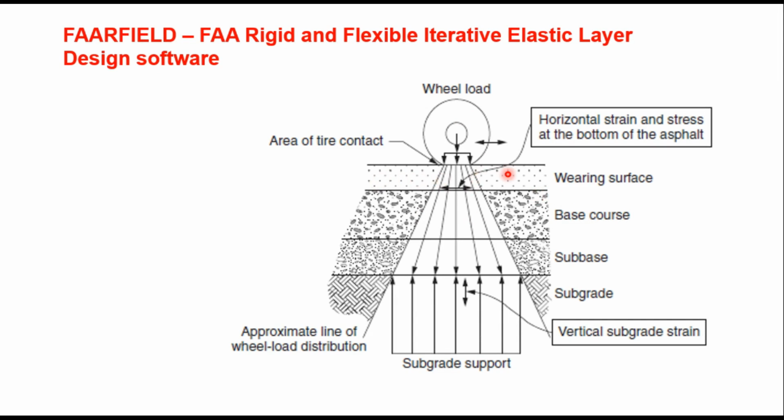Now this is the wearing course, and here is the horizontal strain and stress at the bottom of the asphalt layer. If your base course is also bituminous base course, then this will be below the bituminous base course layer. And here is the subgrade, and that is your vertical subgrade strain that should be within permissible limits. And the limiting values of these stress and strains are automatically calculated by the FAA software based on the properties of the layers and aircraft characteristics.